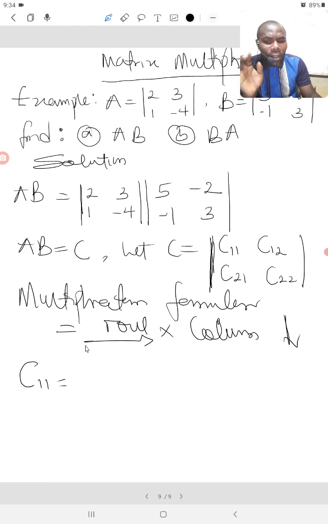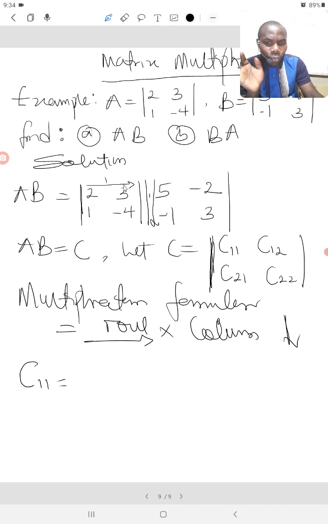It means that you are going to multiply A row 1 by B column 1, because it's dealing with rows and columns. That's all the formula. So for the first one, we multiply this line. This is all the formula for 1,1.